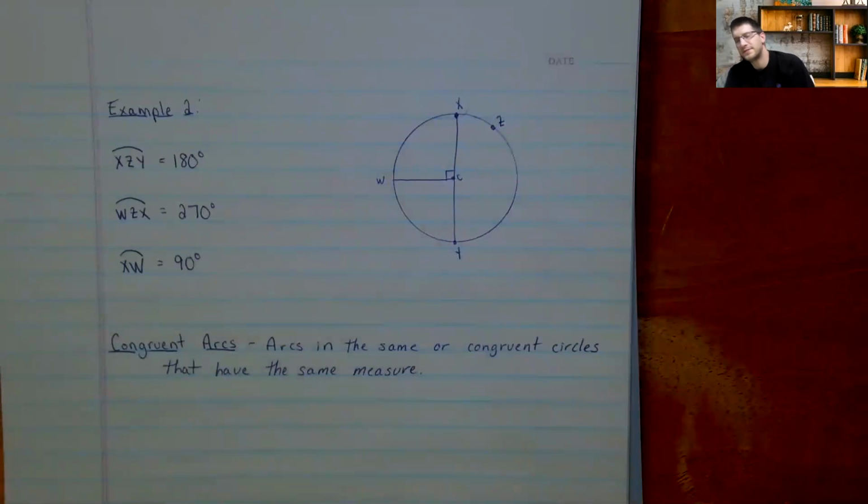And one last definition, congruent arcs, just arcs that are the same measure. They have to either be in the same circle or congruent circles. So arcs in the same or congruent circles that have the same measure would be congruent arcs. And I think that's kind of intuitive with all of the different congruent statements we made before with line segments and things of that nature.